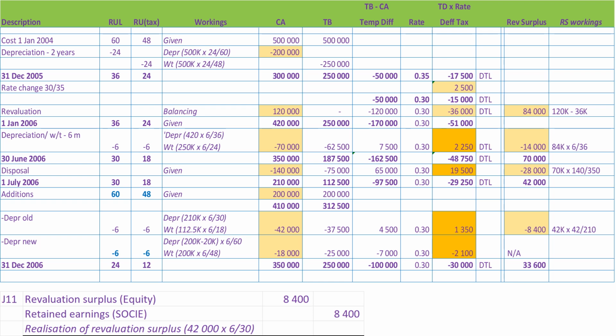The next entry involves accounting for the movement in our reval surplus. So here again, you would debit revaluation surplus and credit retained earnings 8,400.